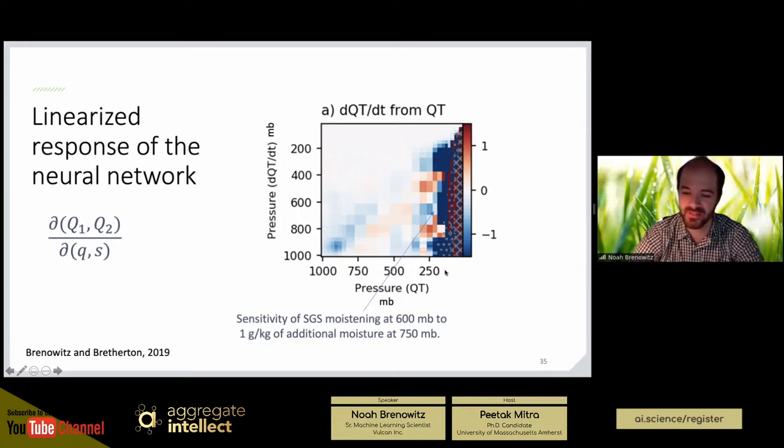So the x axis is the input, the y axis is the output. The way you read this is that having a single gram per kilogram of water inserted at 250 millibars will result in this column amount of heating at vertical levels. If you interpret this, you can see that putting a tiny amount of water vapor in the upper atmosphere will dramatically increase the predicted moistening at all levels below.